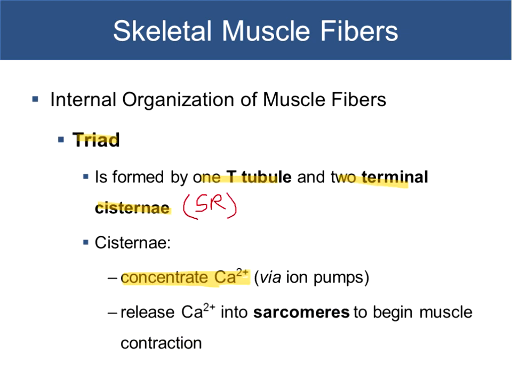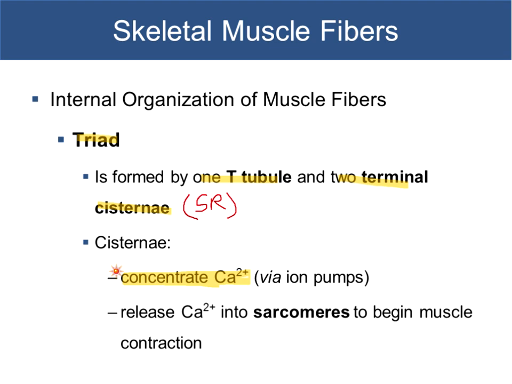So that triad is really just two terminal cisternae, or the outpocketing of your sarcoplasmic reticulum, that's what SR stands for, and one T-tubule. Triad, tricycle, three, the tri-county area, 3 counties that are closely linked together. So a triad has 3 parts: 2 terminal cisternae from your sarcoplasmic reticulum and 1 T-tubule. In the cisternae of the sarcoplasmic reticulum, there is calcium.